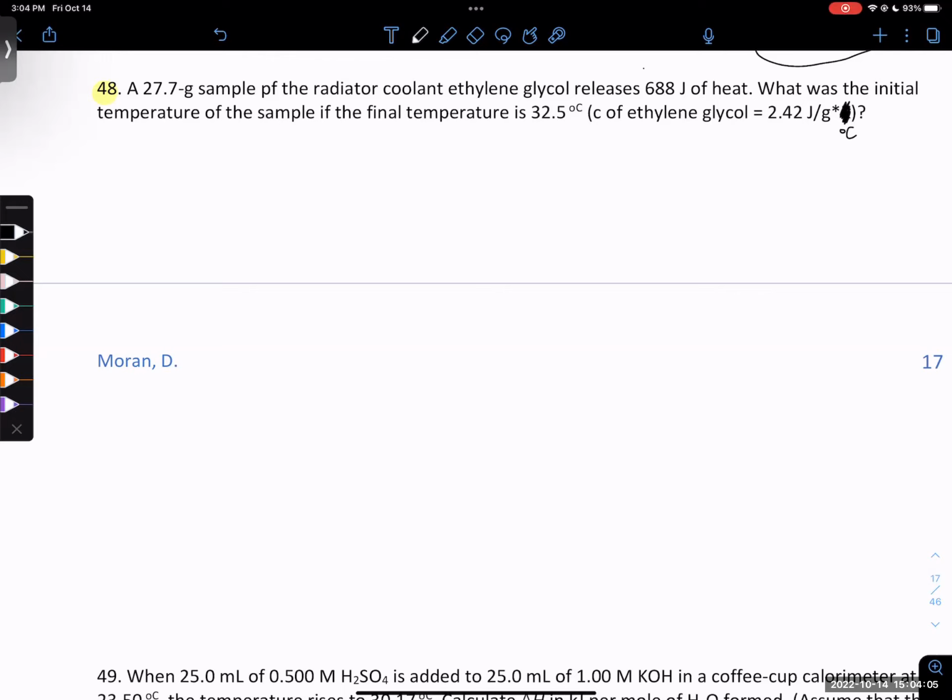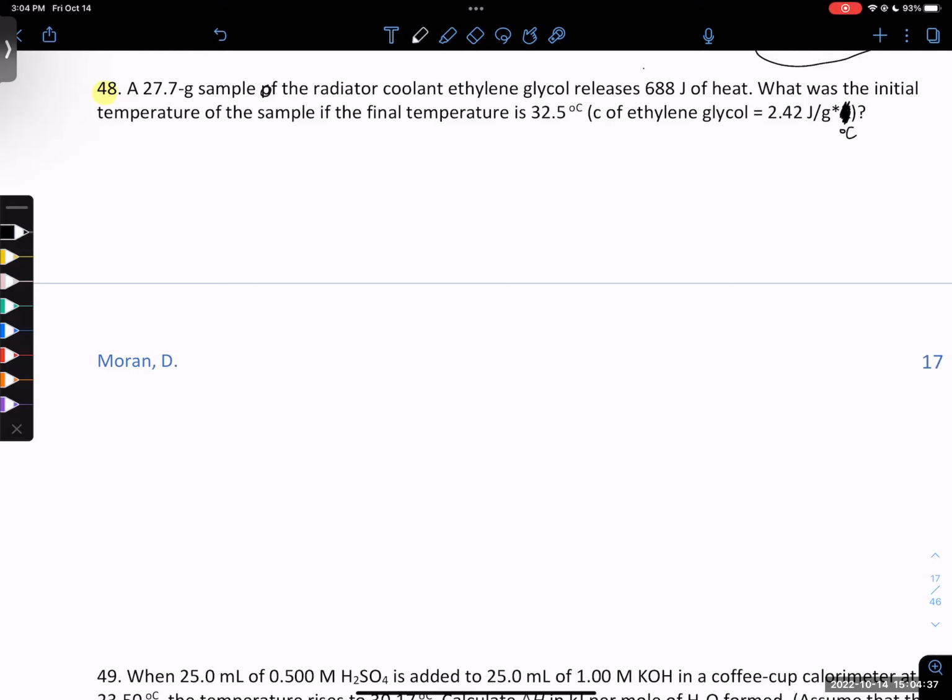Okay, I'm gonna go ahead and get started on this problem. It says a 27.7 gram sample of the radiator coolant ethylene glycol releases 688 joules of heat. What is the initial temperature of the sample if the final temperature is 32.5 degrees Celsius? So it's asking what is the initial temperature in this case?